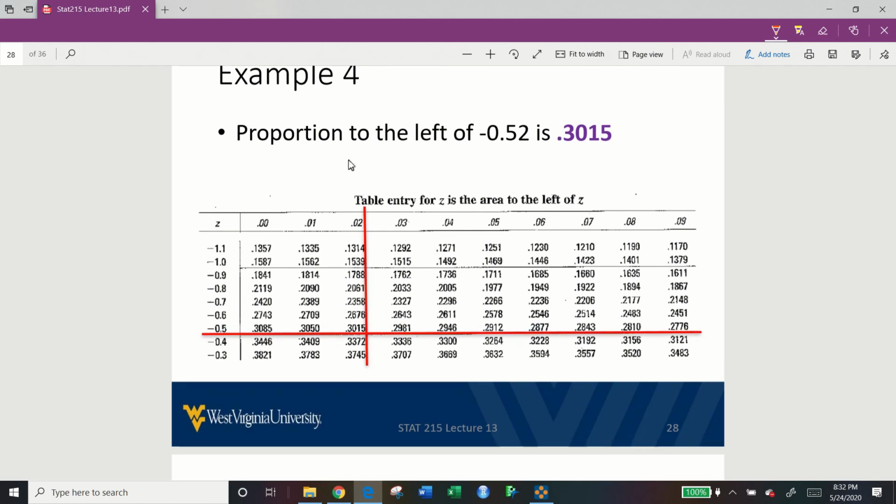Because we are trying to find the probability of z being less than negative 0.52, along our y-axis, we're going to be looking for that negative 0.5. Along our x-axis is the 0.02. Using the table, we can now easily see that the probability of z being less than negative 0.52 is going to be 0.3015. Pretty easy, right?